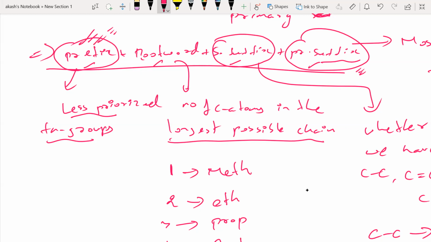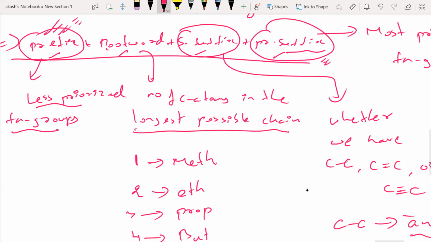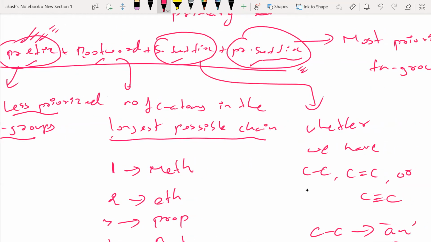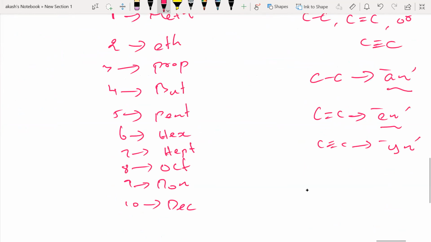Right? So these are all the different parts explaining different things in the IUPAC name. Prefix talks about less prioritized functional group. Root word talks about the number of carbon atoms in the longest possible chain. According to that number, we'll have different root words.